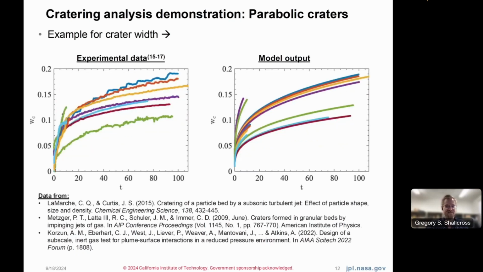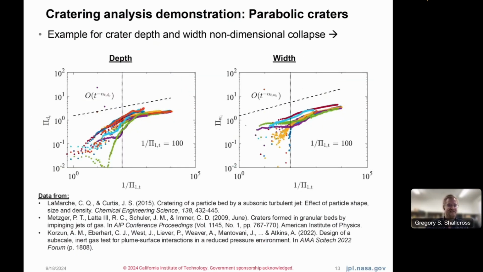And we can do the same thing for crater width. Width of the crater as a function of time, experimental data is on the left, and the output of the model is on the right. Next slide. And here's just an example of the non-dimensional collapse for depth of the crater shown on the left and width of the crater shown on the right as a function of non-dimensional time.